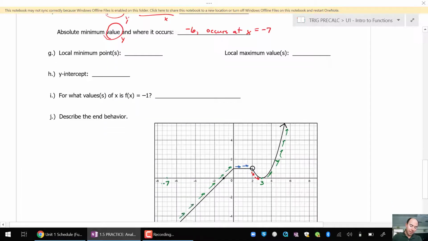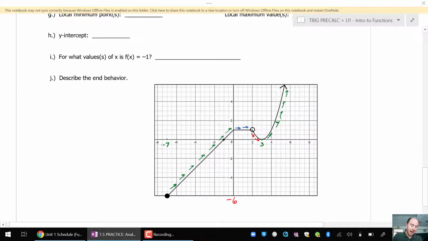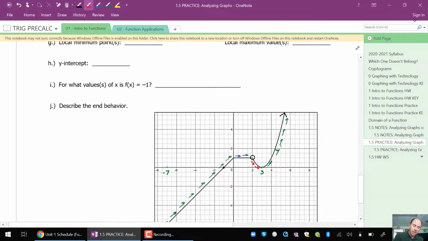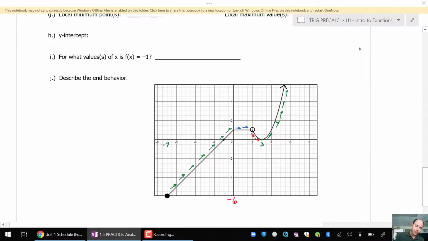And then finally, I'm going to skip down to letter I. For what values of x is the function equal to -1? Think about an intersection. Circle that and write the word intersect. Intersect the line y equals -1 with my picture right here. If I did that, here's the line y equals -1. It would come right through here. I'll label it.